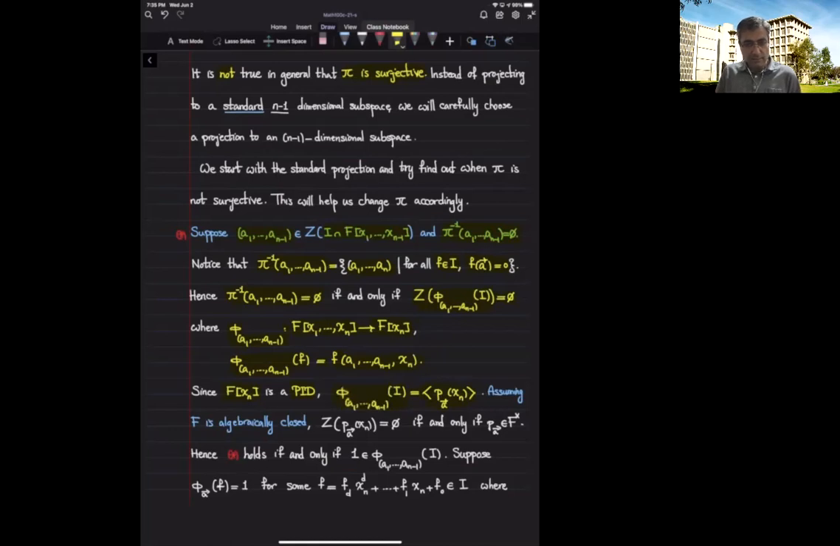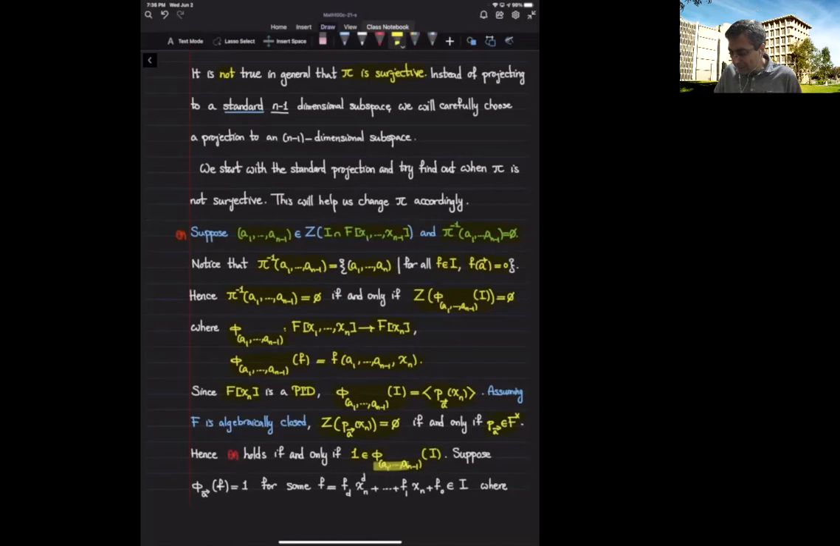So again, let's emphasize this. Knowing that this is empty is equivalent to saying that the generator is a unit, and that means this assumption that for some a is not inside the image of pi holds precisely when 1 belongs to the image of I under the evaluation map, evaluating the first n minus 1 variables, substituting a sub i's for x sub i's for the first n minus 1 variables.